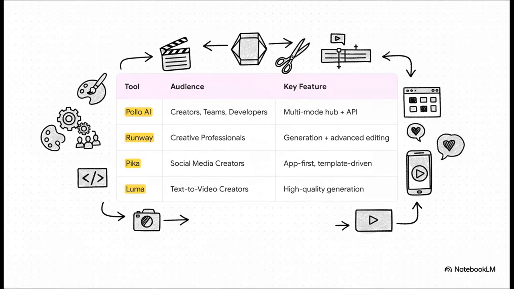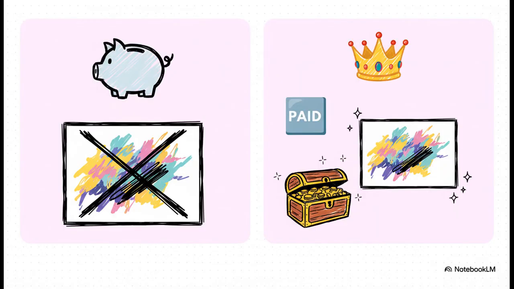So where does Pollo AI fit in a landscape with all the other big names? This chart gives you a pretty good idea. You've got tools like Runway, which is really aimed at creative professionals with advanced editing tools. Then there's Pika, which is very much social media and app first. But Pollo AI really carves out its niche as that multi-mode hub that serves creators, teams, and developers. And of course, we gotta talk about pricing. Pollo AI runs on a credit-based system. There's a free tier, which is awesome for just playing around and exploring, but just be aware your creations are gonna have a watermark. Once you jump to a paid tier, you get more credits, you unlock more advanced features, you get commercial use rights, and, the big one for most people, you get those clean, watermark-free exports.